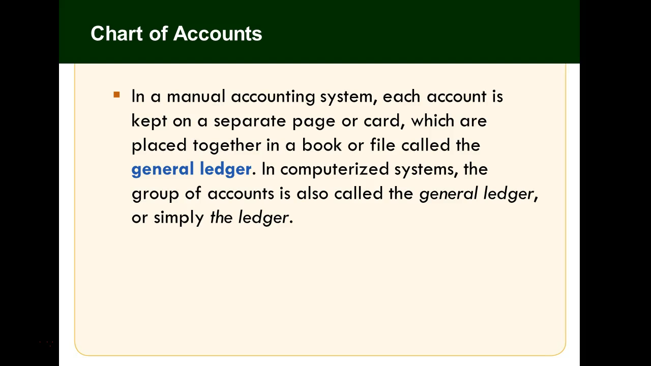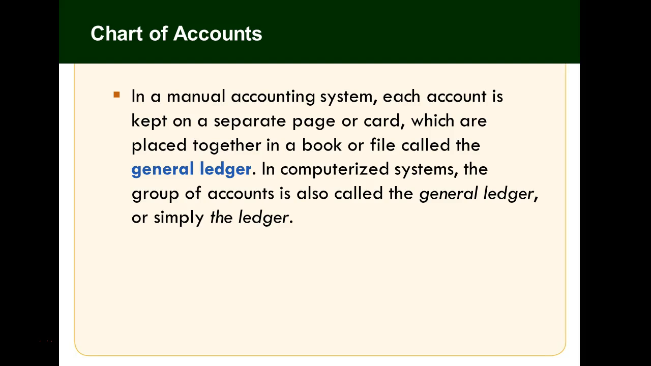And the grouping of all those accounts for one type of company that a company chooses to list all their various transactions in is called the chart of accounts. In manual accounting systems, each account is kept on a separate piece of paper or a card in a big book. So you have a big book, you flip it, the first one might say cash.